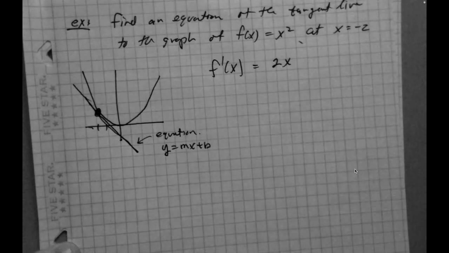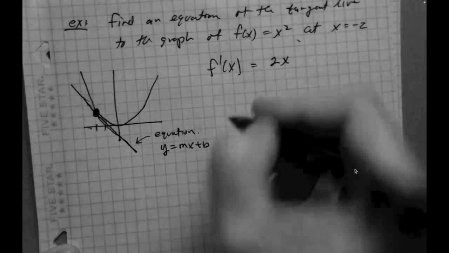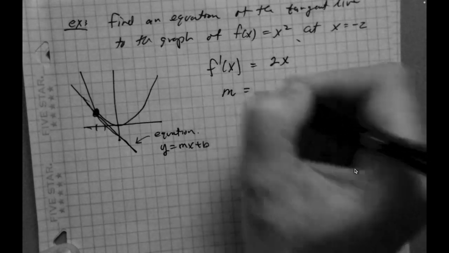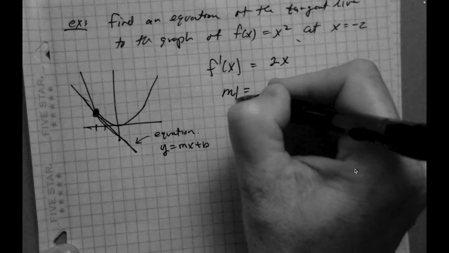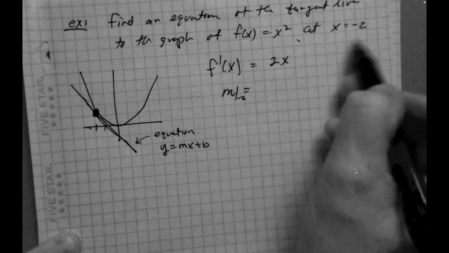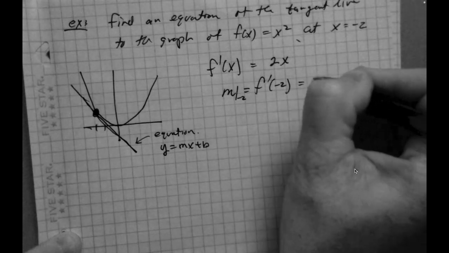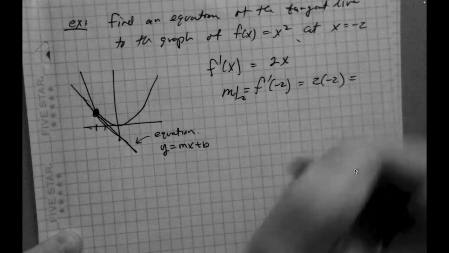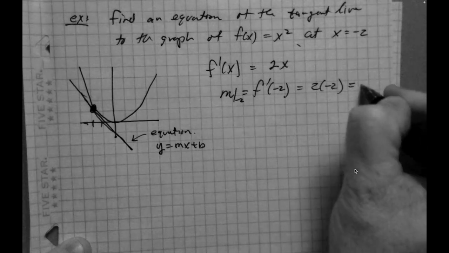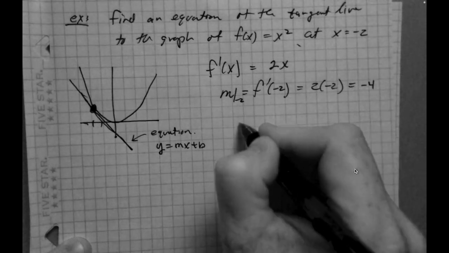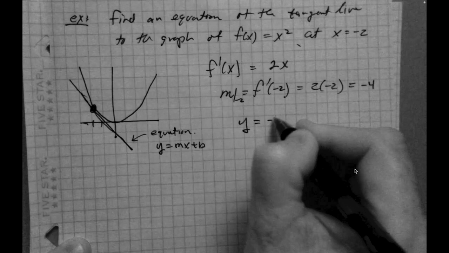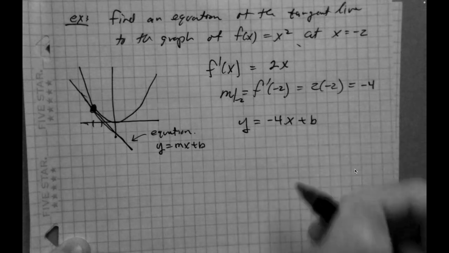All right. What's the slope? So m here, in this case, we're interested in m at x equals -2, so we can plug that in, f prime of -2, and that's just as simple as doing that, right? And of course, the slope is -4. So that means our equation is y equals -4x plus b.